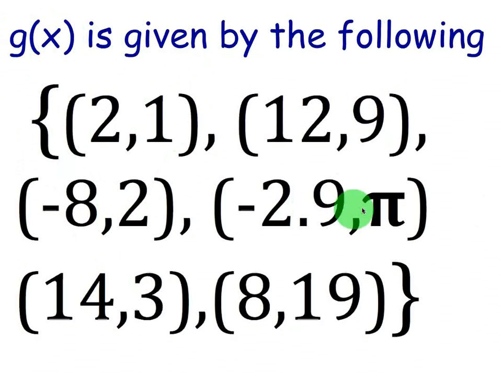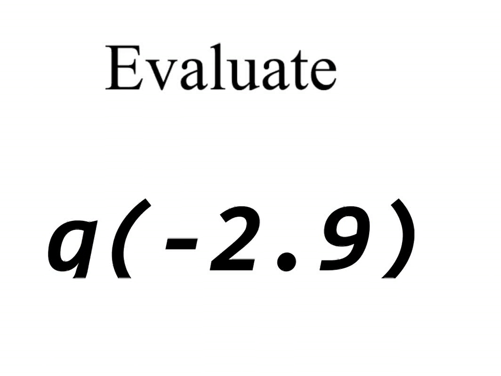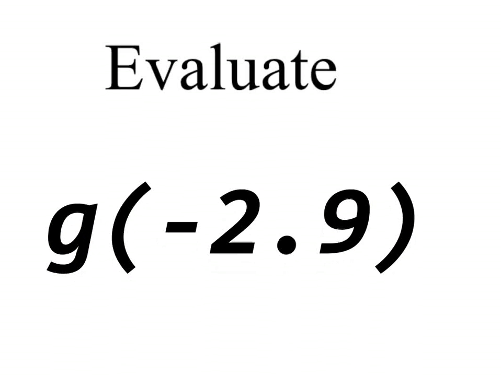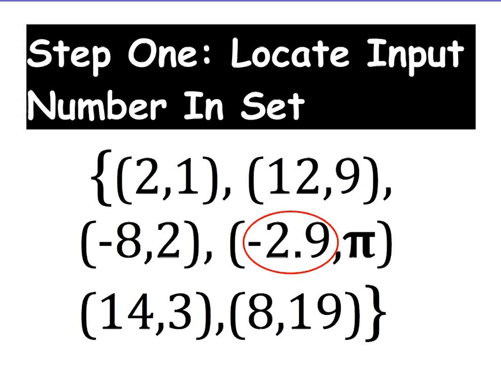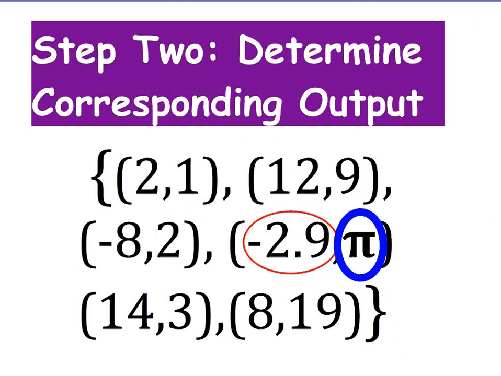So anyways, the question for this one is evaluate g of negative 2.9. So I'm going to look again for parentheses. What's inside is x. So that's what I'm going to be plugging in. And in this case, I have to locate that in my set of numbers. Again, this means set of, these little braces, and then we have some points inside. So a set of points is a function, right? As long as each x value has no more than one y value. There is negative 2.9. What's the y value? It's pi, right? And so g of negative 2.9 must be equal to pi.